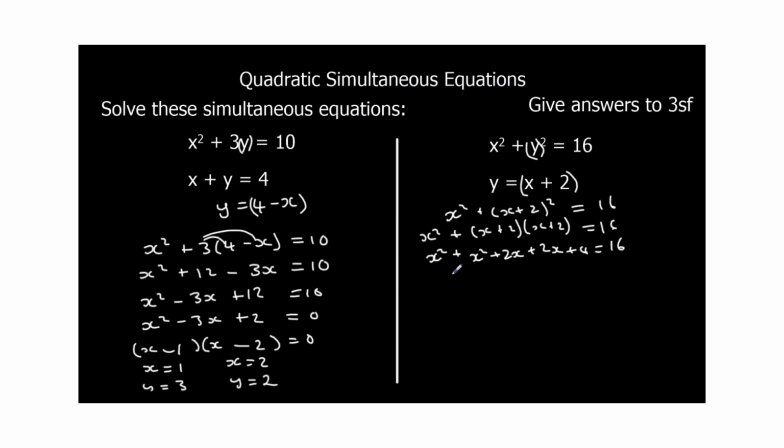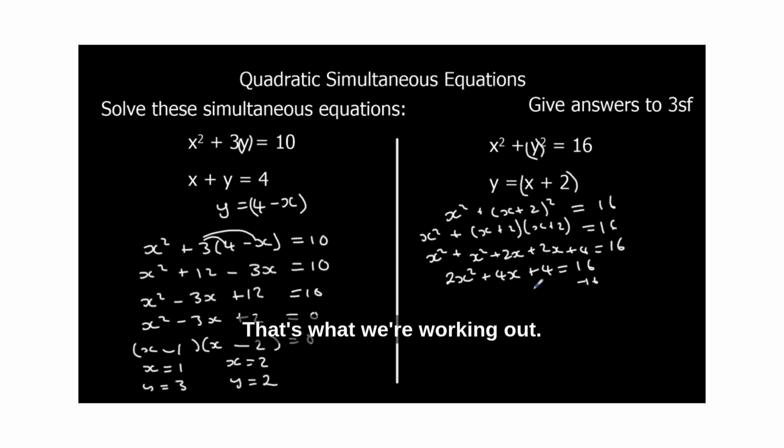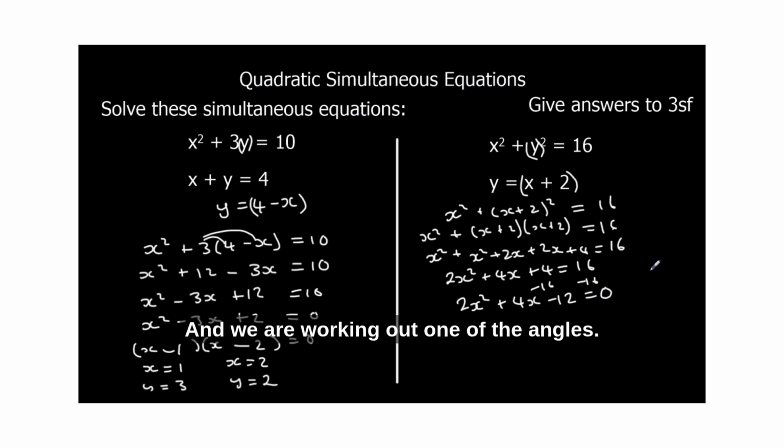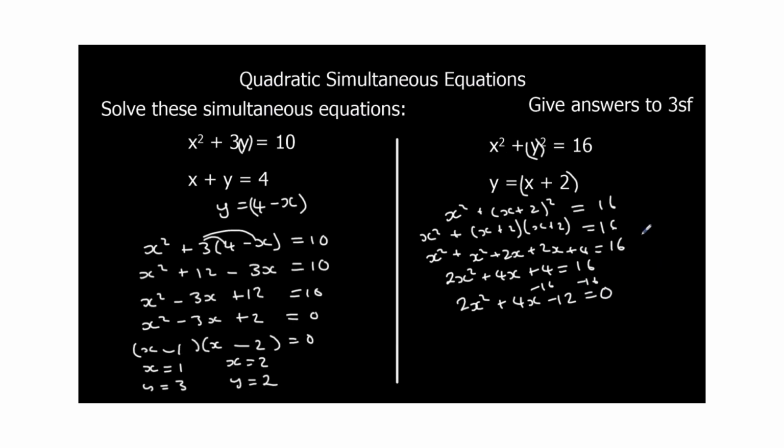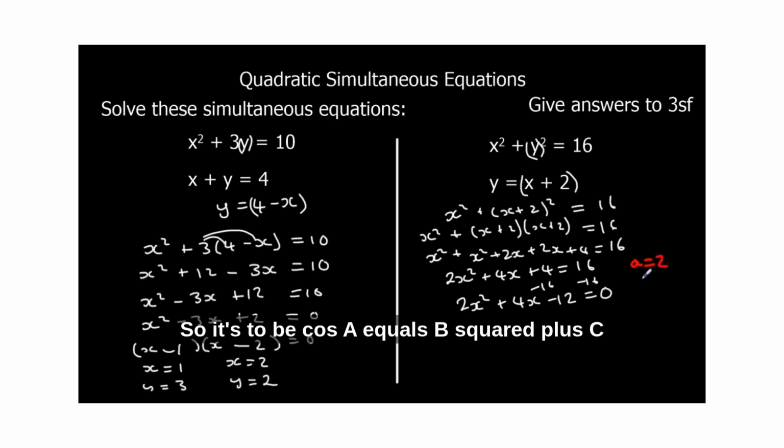So I've got 2x squared plus 4x plus 4 equals 16, and take 16 off both sides to make it equal to 0. 2x squared plus 4x minus 12 equals 0. So we've got A is 2, B is 4, C is minus 12.